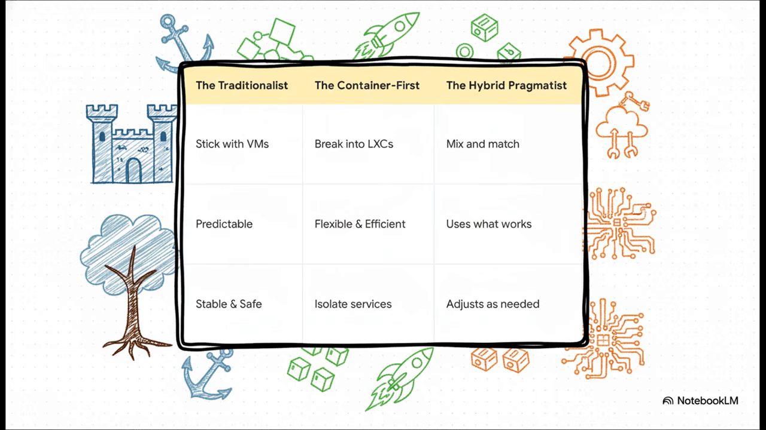Then there's the container-first person, who will tell you VMs are total overkill and that splitting every single service into its own little container is way easier to manage. And finally, you have the hybrid pragmatist, who just uses the best tool for the job: mixing and matching. There's no right answer here, just a whole lot of trade-offs.